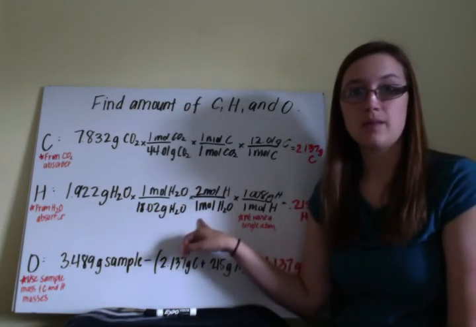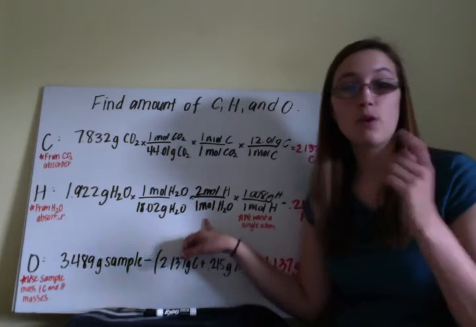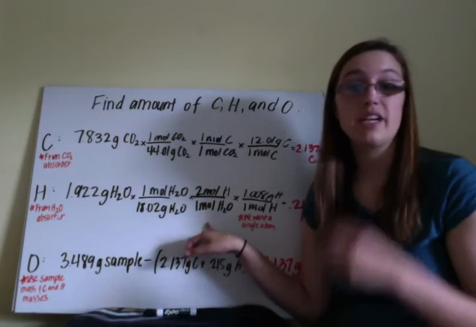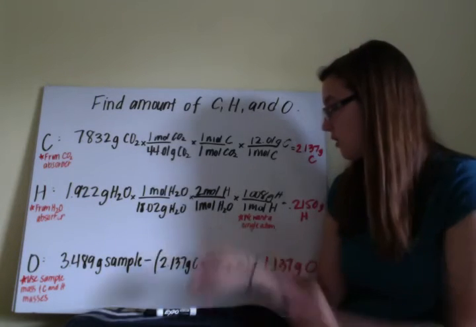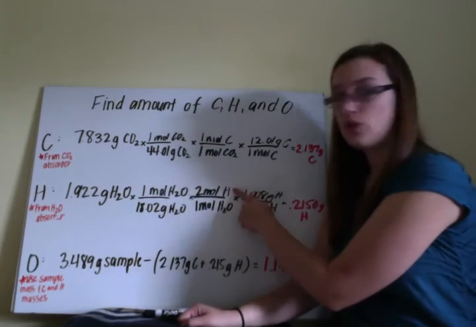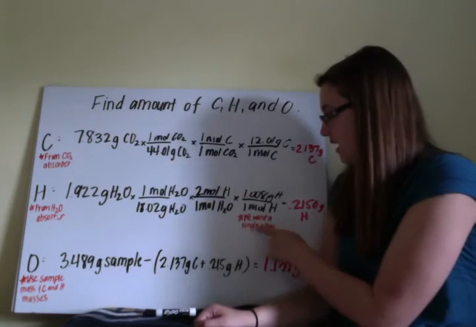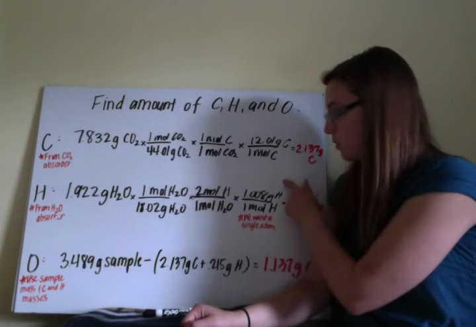Now, this is something that's important to look at. For every 1 mole of water, we actually have 2 moles of hydrogen, right? Because it's H2O. So for every 1 mole, we have 2 moles of hydrogen. Then we go from moles to grams.